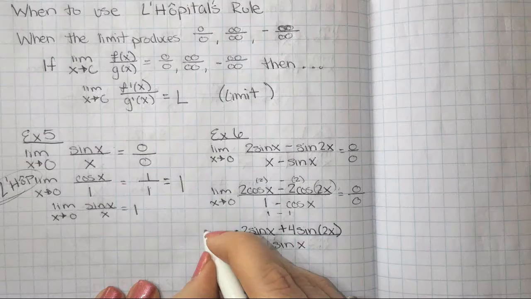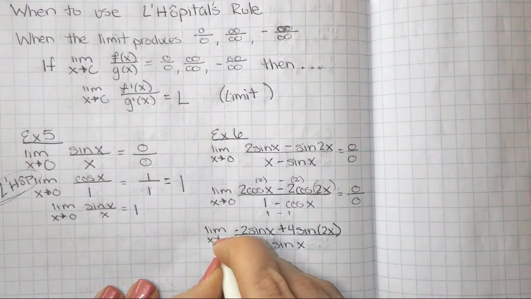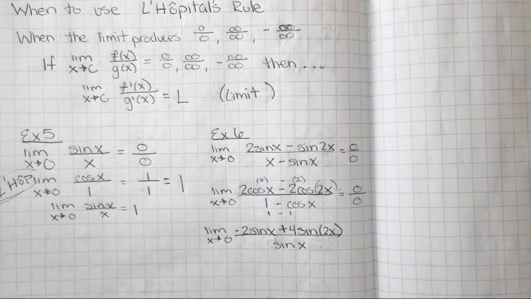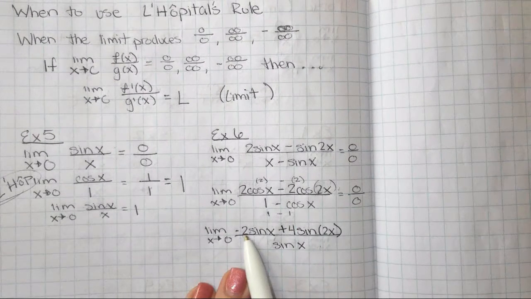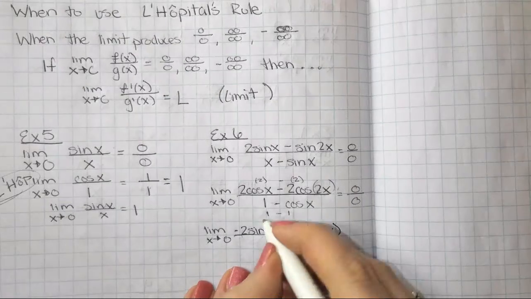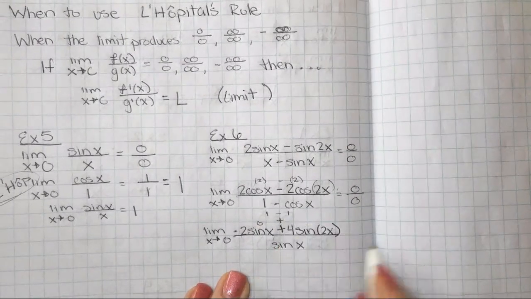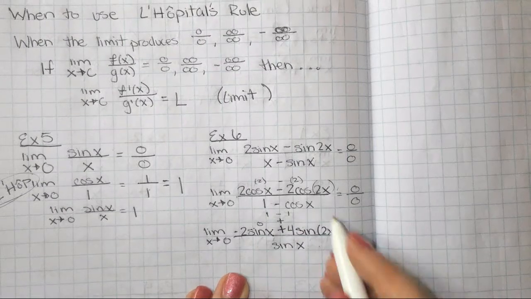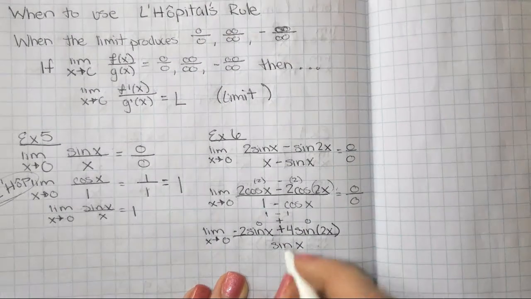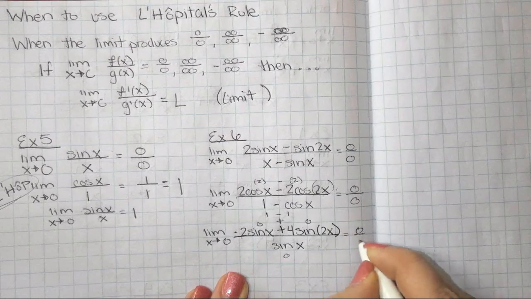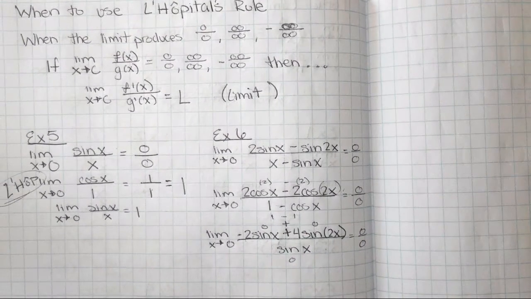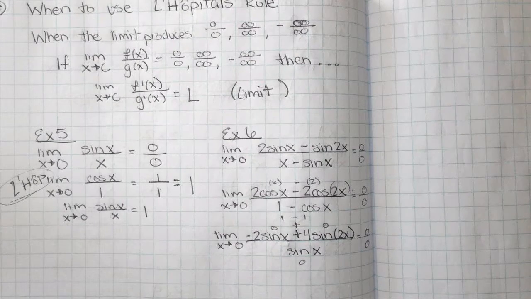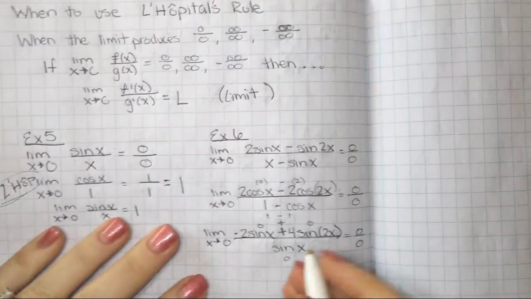And the limit as x approaches 0. So, what's the sine of 0? 0. Plus, what's this? 0. And then what's this? 0. So again, I get 0 over 0. We're going to do it again! I promise this is the last time though. This is it. Okay. So, let's do it one more time.